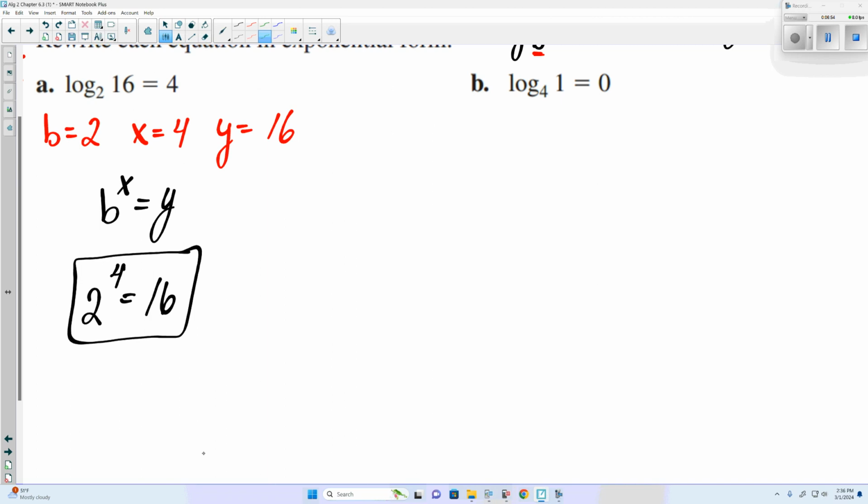Let's look at the next one. So we'll do the B, X, and Y again. For our second one, what's our value of B? 4. What's our value of X? And the Y is 1.